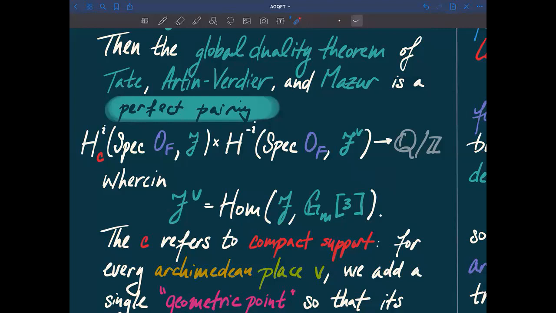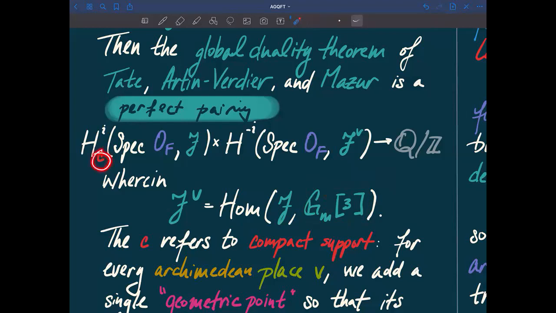One funny point here is that this is not a constructible sheaf. Gm, the dualizing object that appears here, is not an object of the category. This is a funny issue that can be addressed in a couple of different ways, but it's interesting to note.